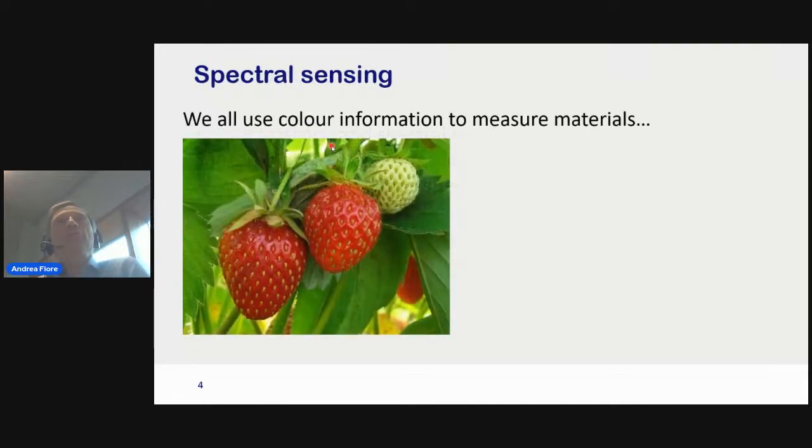So let me start with spectral sensing. Effectively, I would define it as using color information to measure or characterize materials. And this is something that we do daily, actually every second with our eyes. We look at the color and we use this to take decisions, to buy or select things in the supermarket, to determine whether fruit is ripe or not, something sweet or not. I think you see a nice example in this image.